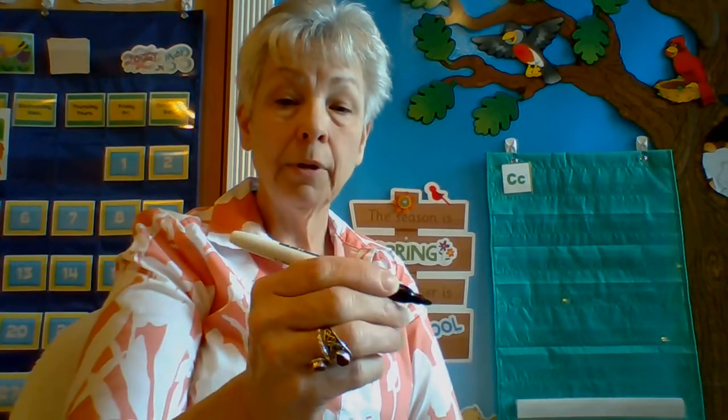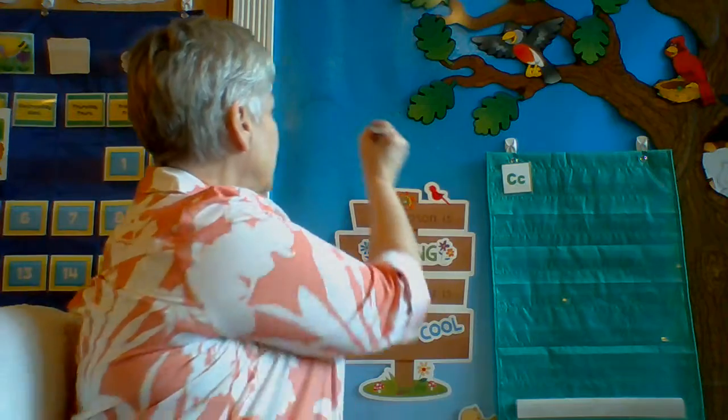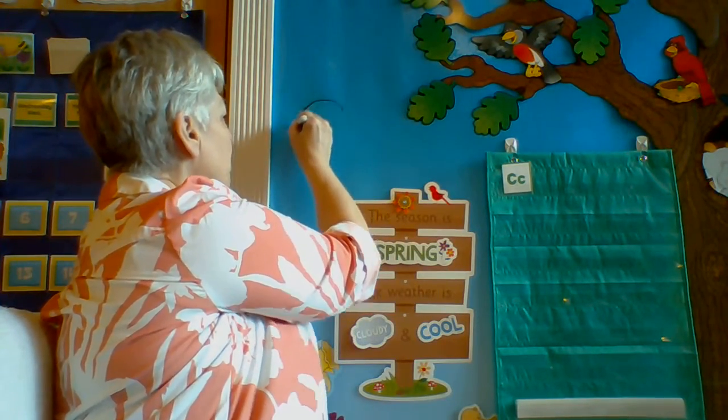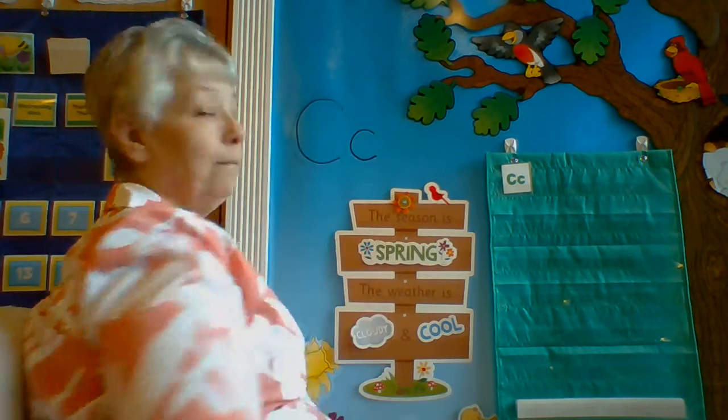So let's make a C. I'm going to hold my marker down here, and I'm going to use my pincher muscles, just like that. I'm going to start up here, and I'm going to go up and around, just like that, a C. That's my capital C. Then I'm going to try that again, and I'm going to make a lowercase c. Just like that. C. A C can sound like Carolyn. It can also sound like the name Cindy.